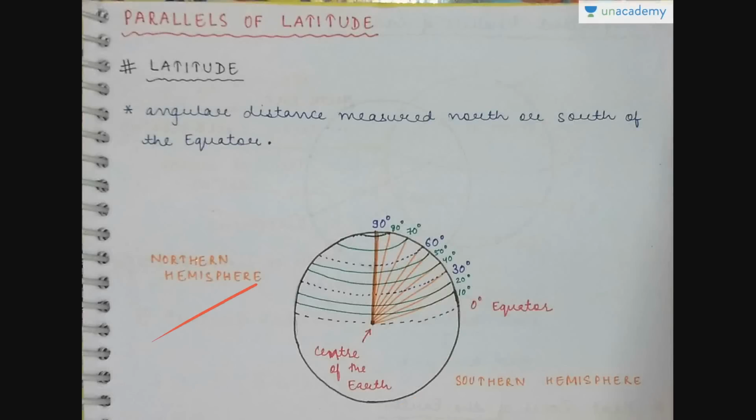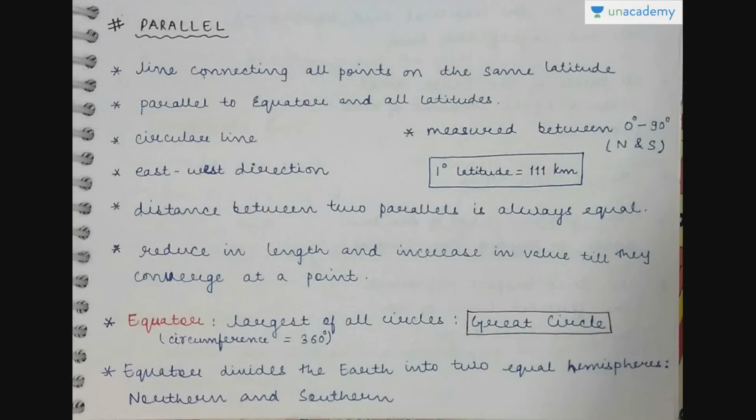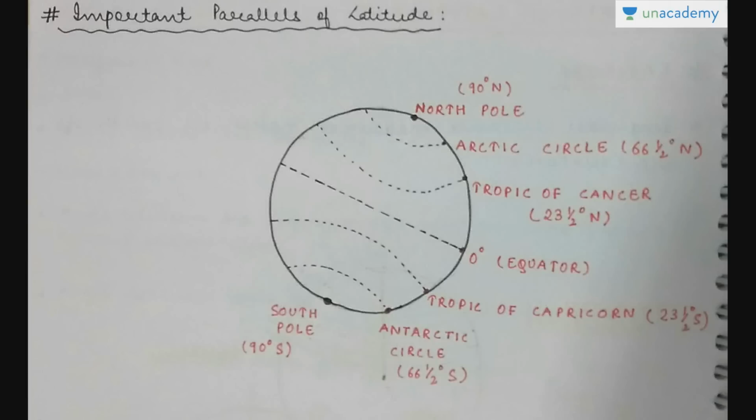So this is northern and this is southern. And then the parallels are measured between 0 to 90 degrees, both north and south, and 1 degree of latitude is about 111 kilometers. Now some important parallels of latitude: equator, Tropic of Cancer 23.5 degrees north, Arctic Circle 66.5 degrees north, North Pole 90 degrees north, Tropic of Capricorn 23.5 degrees south, Antarctic Circle 66.5 degrees south, and this point, South Pole 90 degrees south.